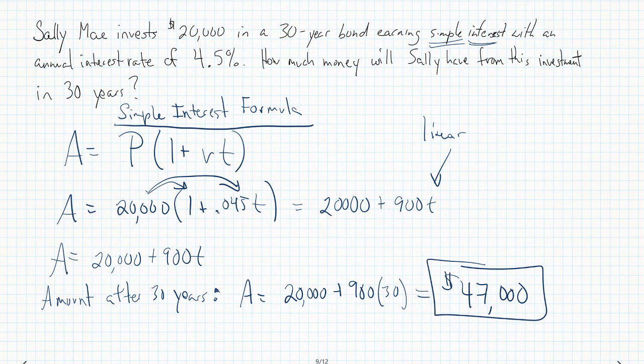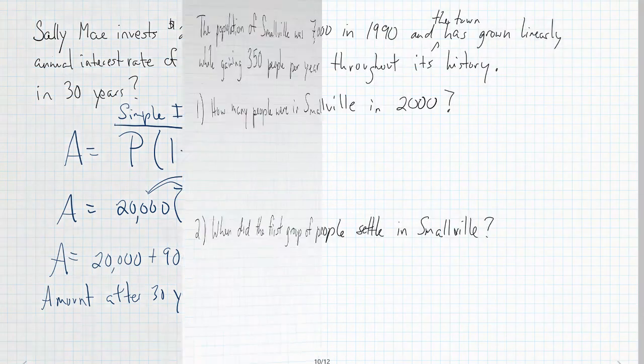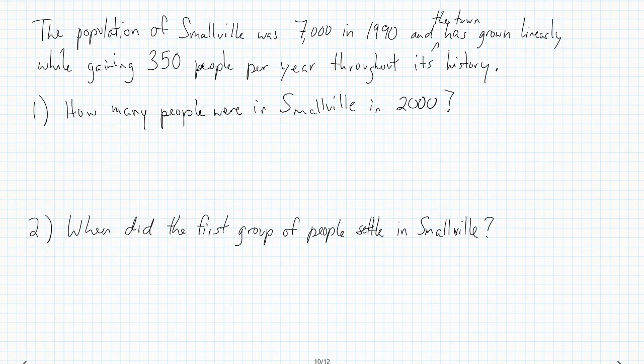Now taking a look at this, we can use these linear models to try and model other things. It doesn't have to be just money, right? And so linear models, we're usually talking about time involved, something raised to the first power as a variable for our time. So the population of Smallville was 7,000 in 1990, and the town has grown linearly while gaining 350 people per year throughout its history.